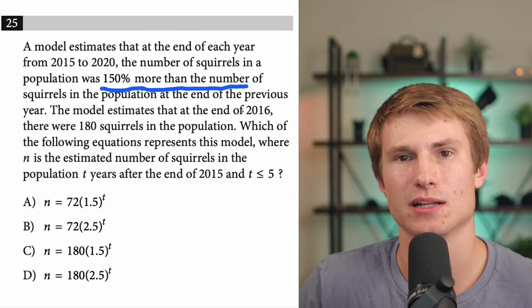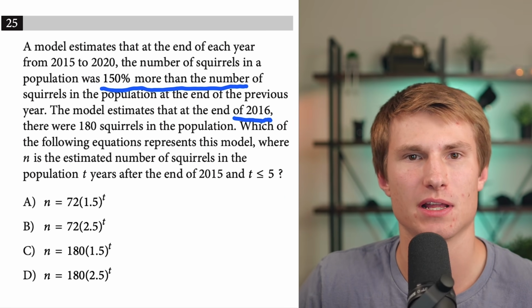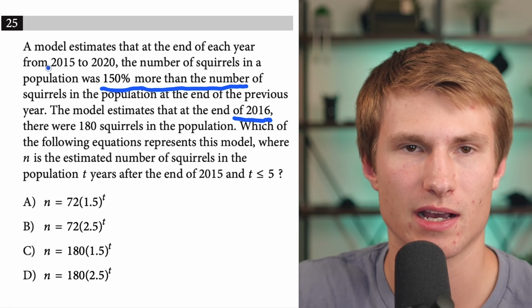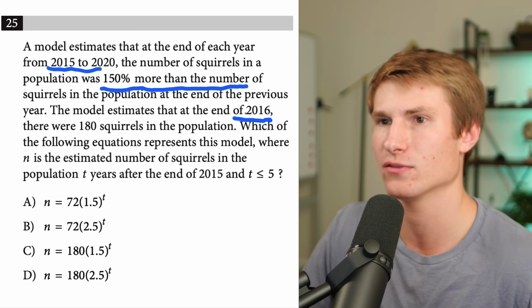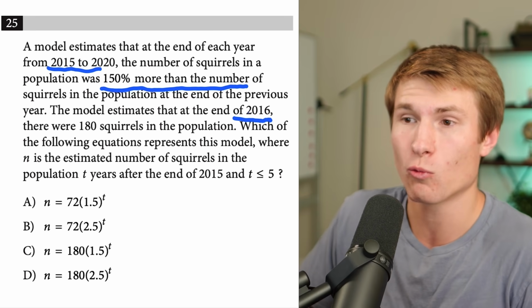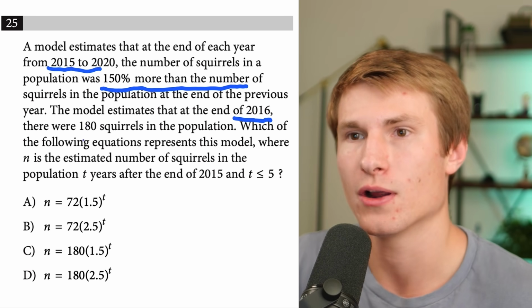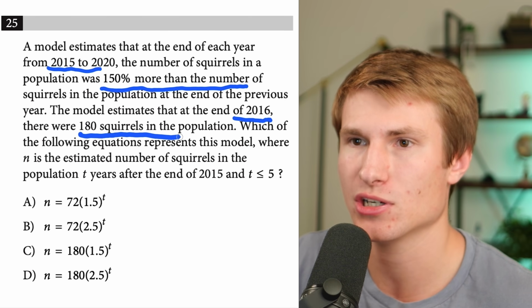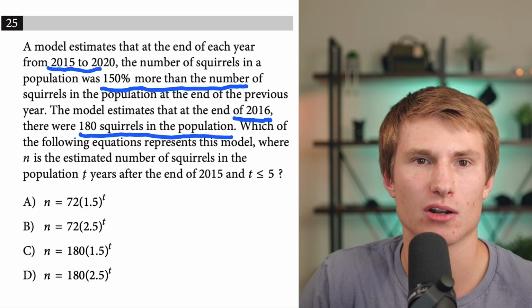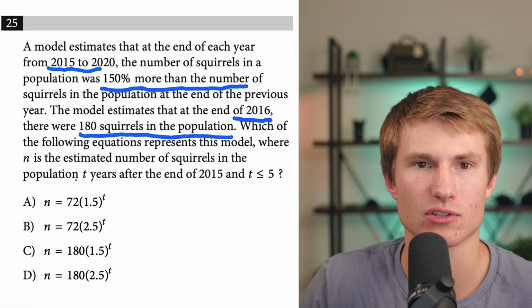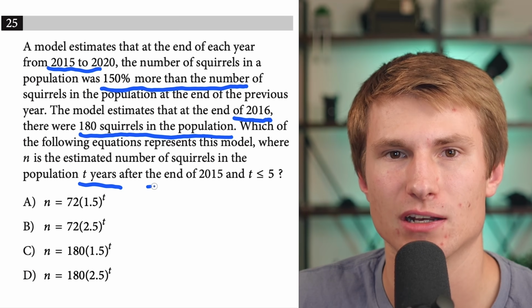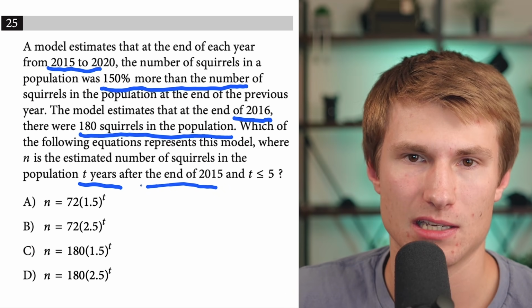The model estimates that at the end of 2016, now the reason that I'm underlining this is because I noticed that here we had 2015 to 2020. Now we have 2016. So we are moving 1 year into this growth. There were 180 squirrels in the population. Which of the following equations represents this model where n is the estimated number of squirrels in the population t years after the end of 2015? And t must be less than or equal to 5.